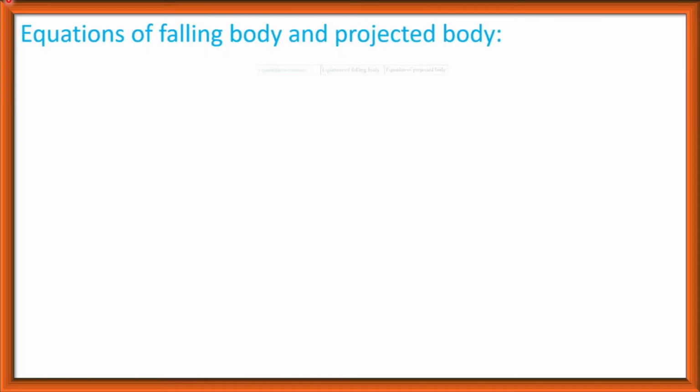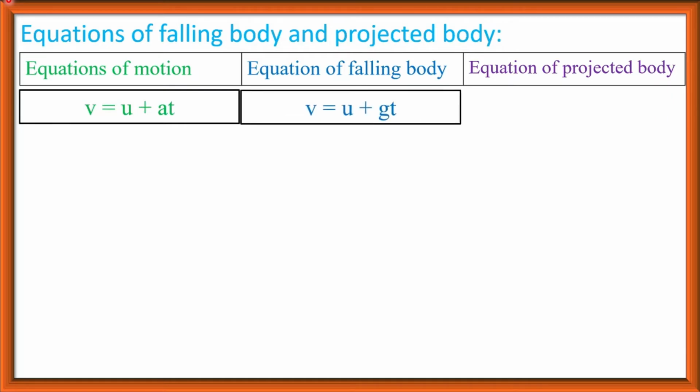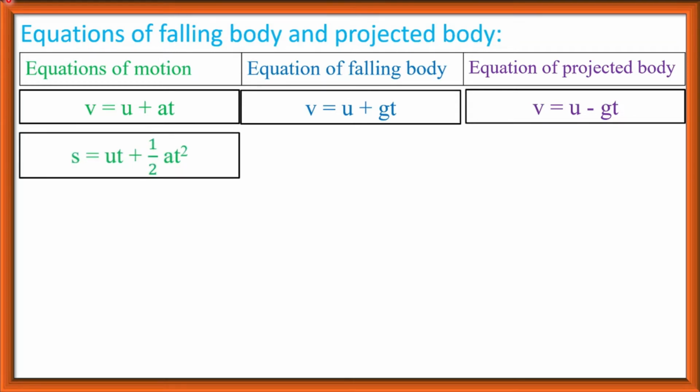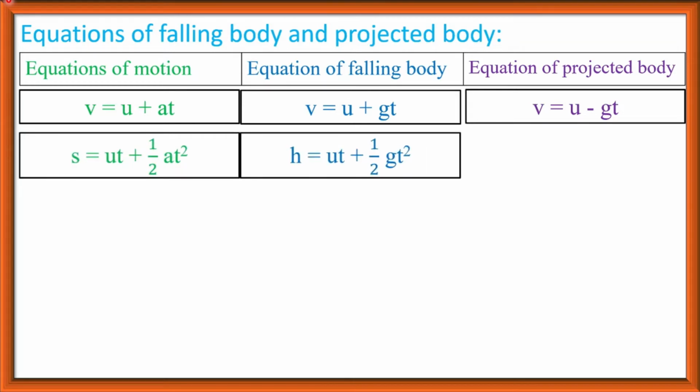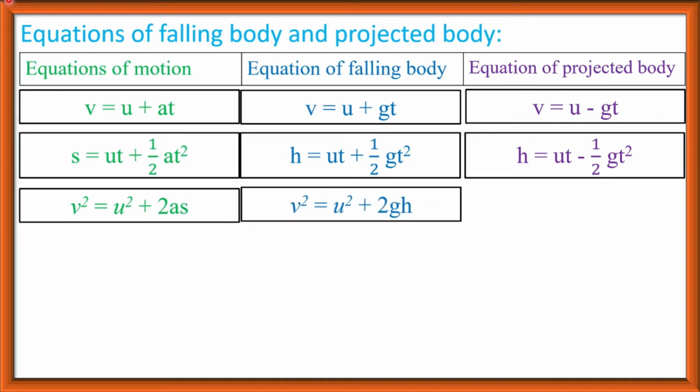At first, remember the equations of motion, the equations of a falling body, and of a projected body. v is equal to u plus at; v is equal to u plus gt; v is equal to u minus gt. s is equal to ut plus half at square. For a falling body, h is equal to ut plus half gt square, and for a projected body, h is equal to ut minus half gt square. v square is equal to u square plus 2as. v square is equal to u square plus 2gh for a falling body, and for a projected body, v square is equal to u square minus 2gh.